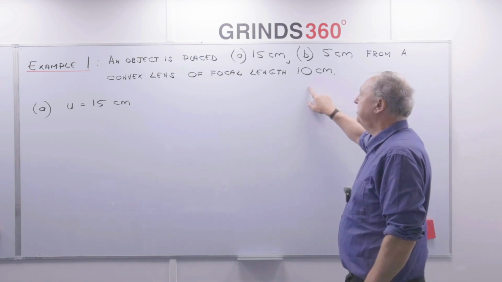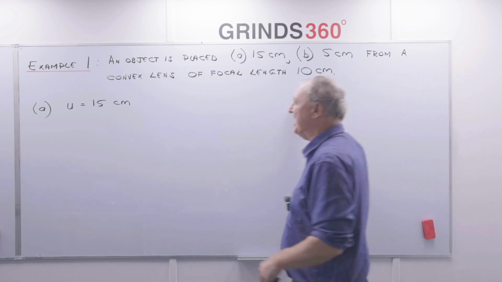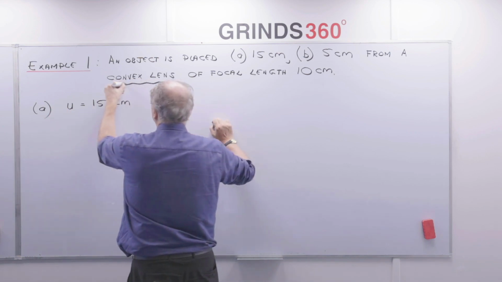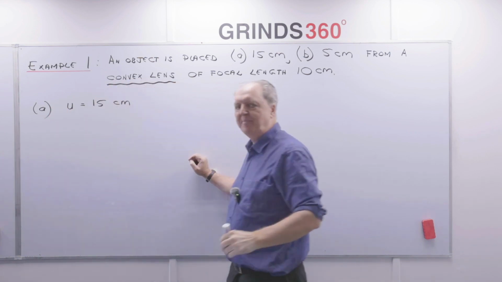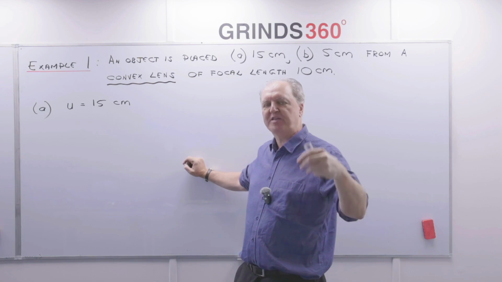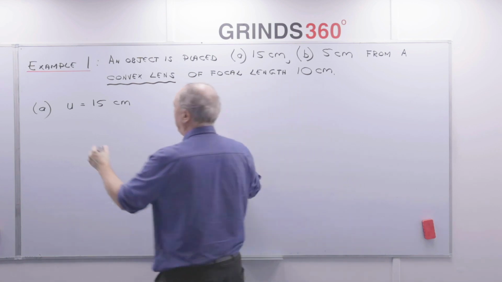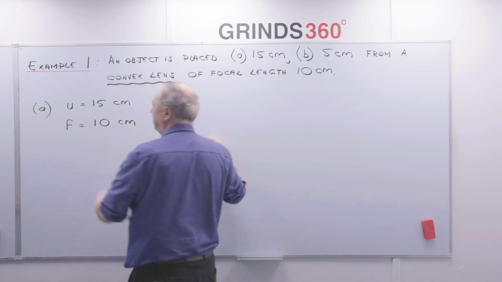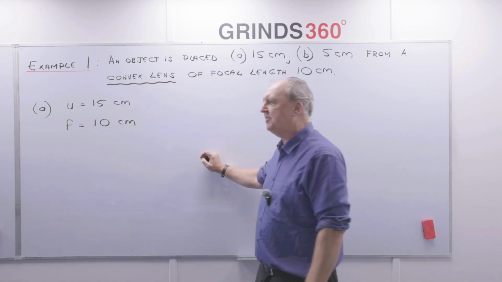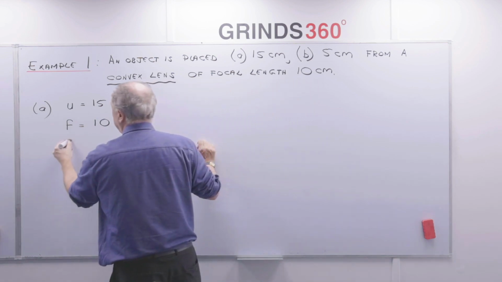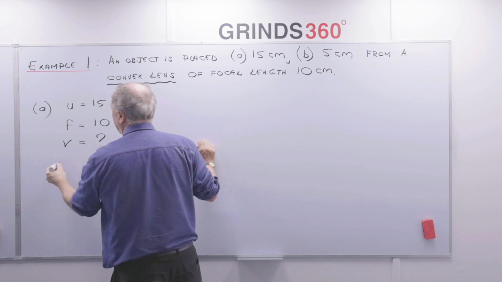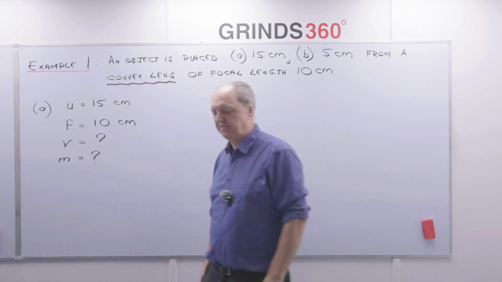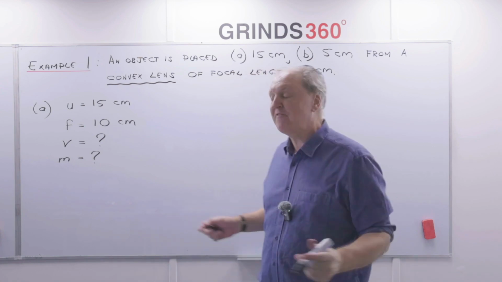The focal length, it's a convex lens. And convex lens means converging. It means it's got a real focus where the rays of light actually pass through it. And therefore, F is equal to plus 10 centimeters. And they're asking me to find the image distance V and the magnification M. Those are the things they're asking me to find.